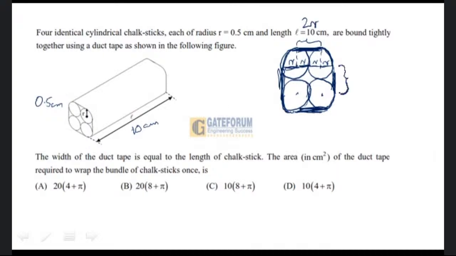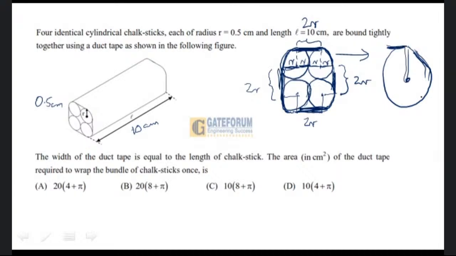Similarly, this part of the duct tape is also 2r, and likewise, this part of the duct tape is also 2r. Now, let us take this chalk. Let us draw a bigger diagram. Suppose this is the chalk. Now you see the duct tape has come till this. The duct tape has again gone till this. And the rest of the portion, the duct tape is along the chalk.